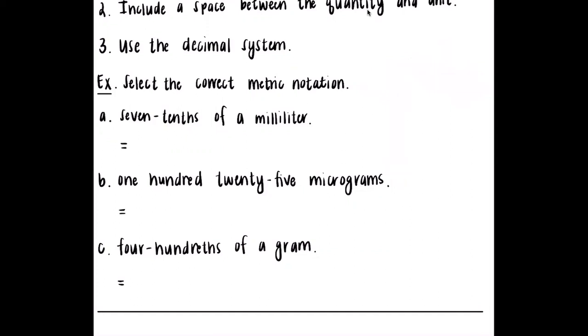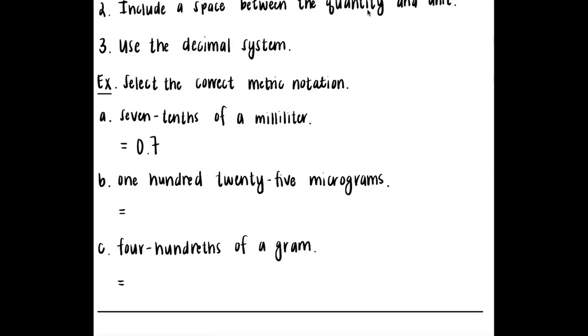So numerically, this will be represented as 0.7. But 0.7 what? And again, it has to be represented as a decimal. Of course, 7/10 you could represent as a fraction, but since we're specifically talking about the metric system, we have to remember that the metric system follows the decimal system. So 0.7 what? Well, that is where we have to make sure we have the appropriate abbreviation for a milliliter.